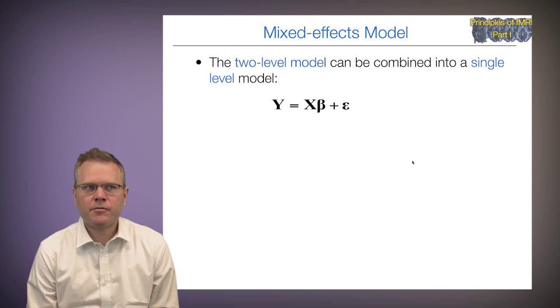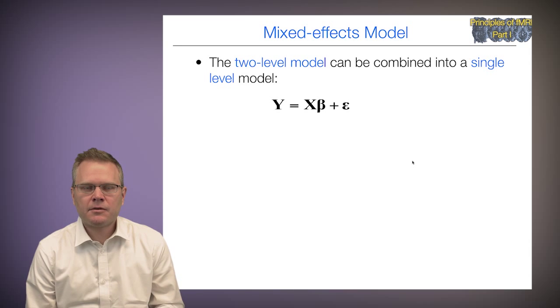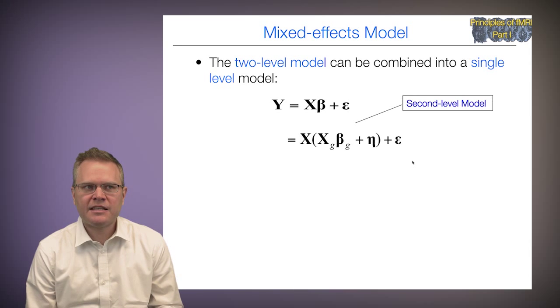If we take the first-level model and express beta using the second-level model, where beta is equal to X_g beta_g plus eta, we can re-express the full model as follows.